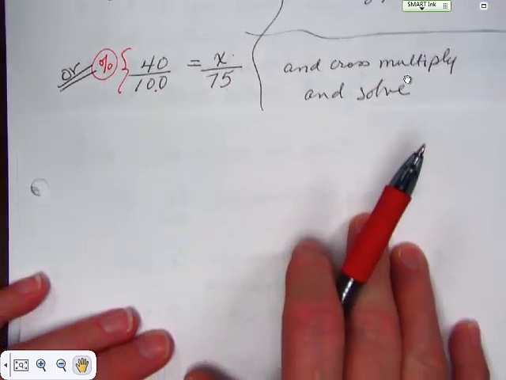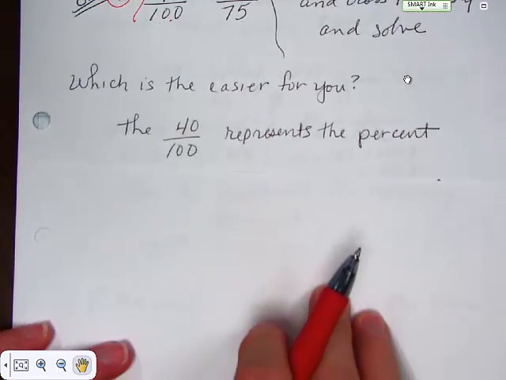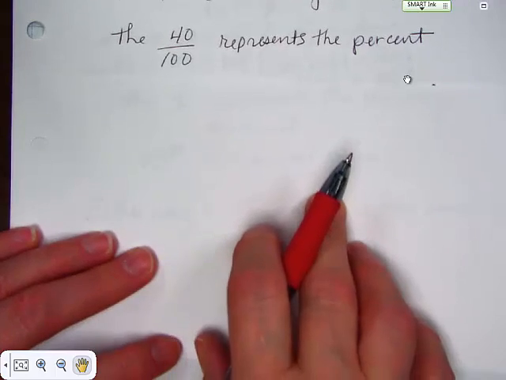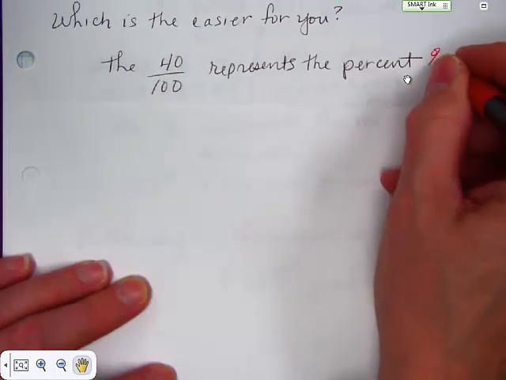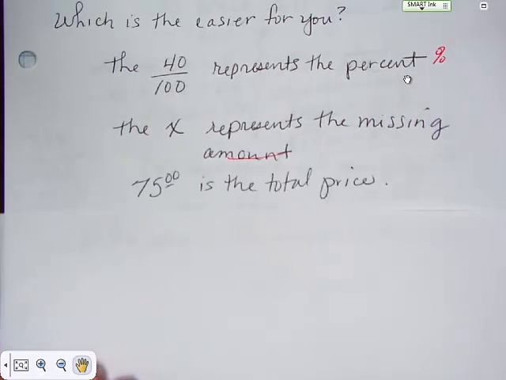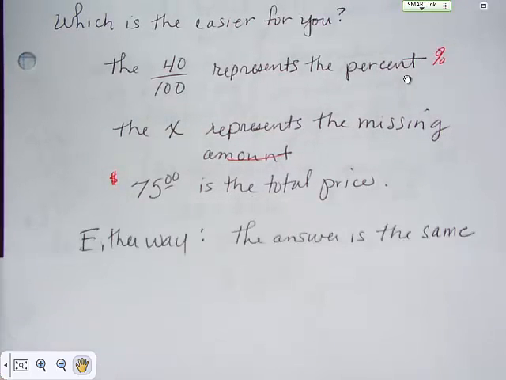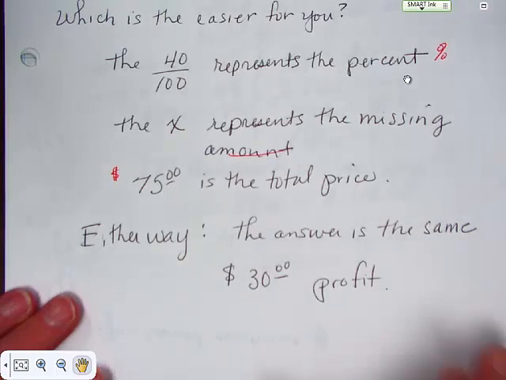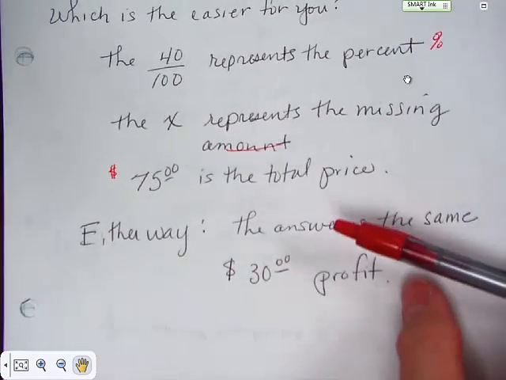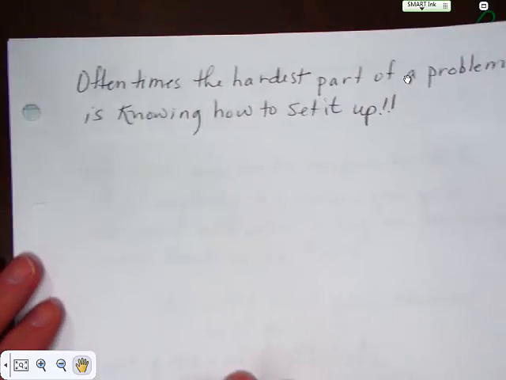Now, when you do it either way, you're still going to get the same answer. The 40 over 100 represents your percent. The x represents your missing amount. That's the number you're looking for. And the $75 is the whole price. Either way, the answer is the same. You're going to get a $30 profit. Now, I have a few more problems here that I'm going to set up both ways for you so you can see, and you can decide which is the easiest way to do it for yourself.